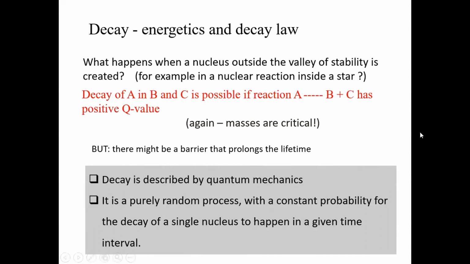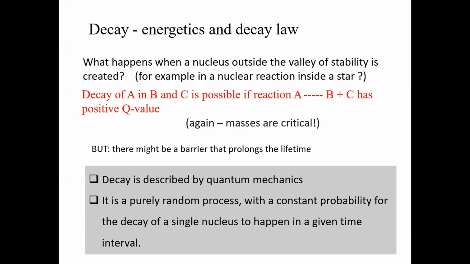So what we have learned previously is that the decay is described by the quantum mechanical framework, Schrödinger's framework, and relativistic quantum mechanics by Dirac. And it is purely a random process with a constant probability for the decay of a single nucleus to change its state in a certain interval of time.